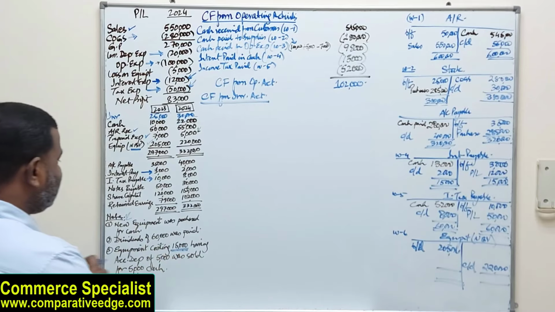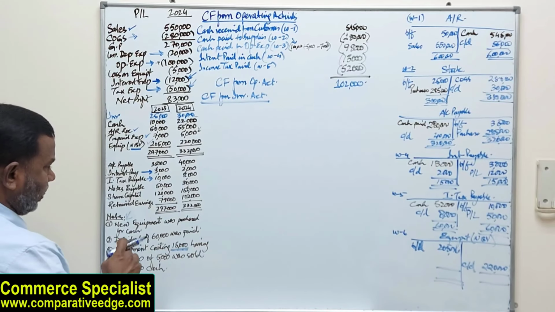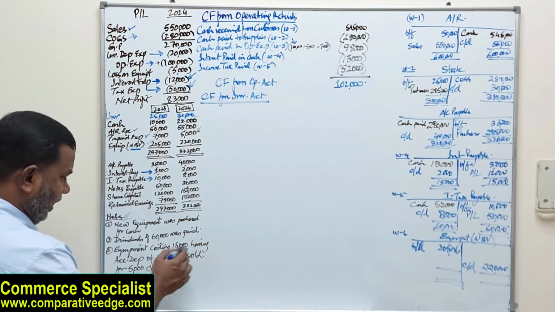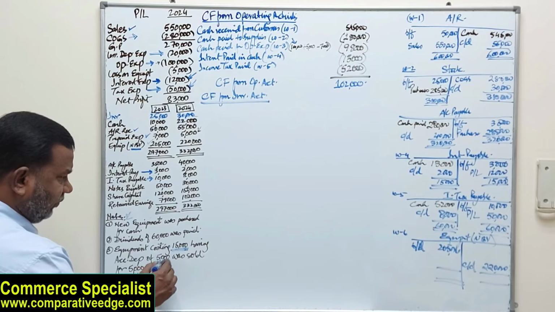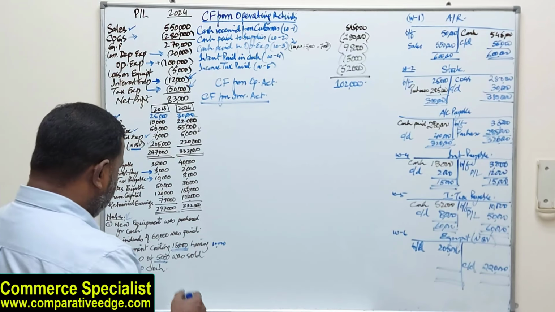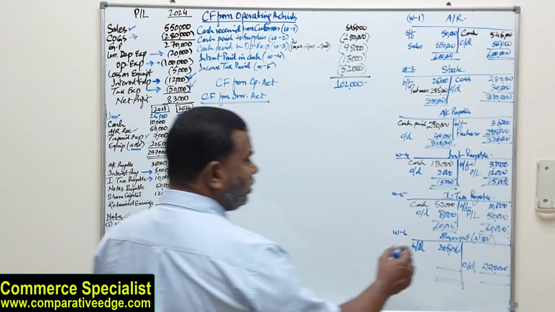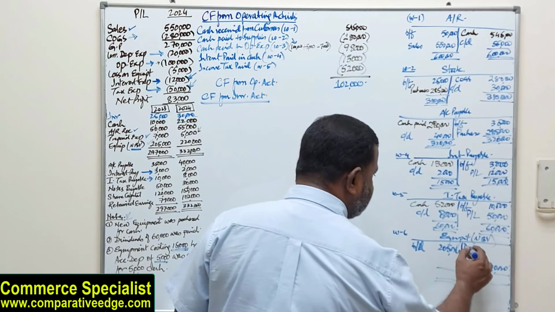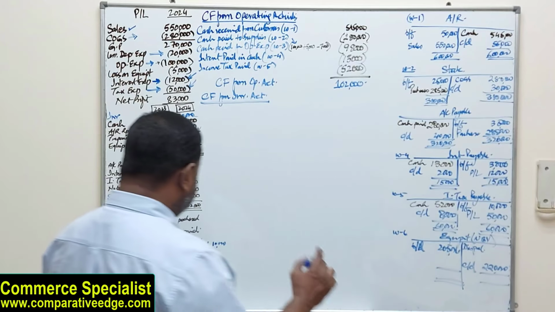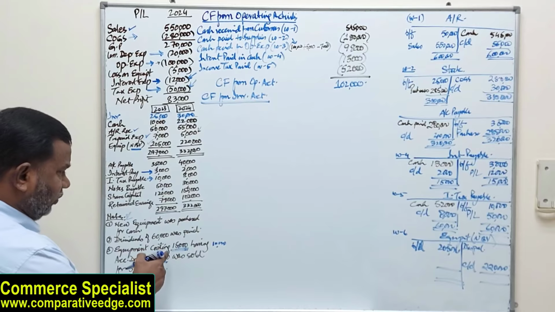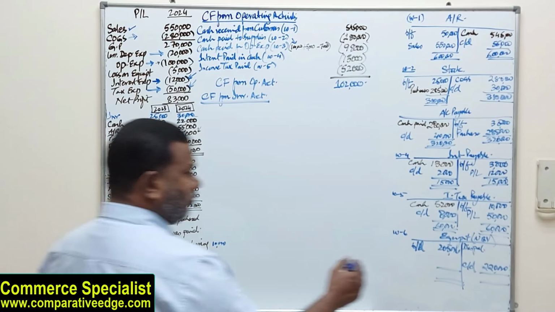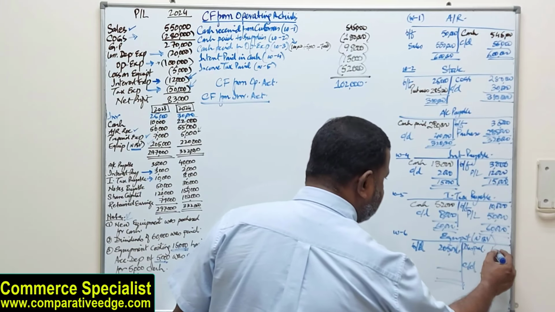Now it tells us equipment costing 15,000, having an accumulated depreciation of 5. So 15 minus 5, the net book value will be 10,000. And it was sold. So if it is sold, I'm going to put this here as disposal. Disposal. How much? With net book value. I have the net book value. Cost minus accumulated depreciation, 15 minus 5. So I'm putting the disposal as 10,000.